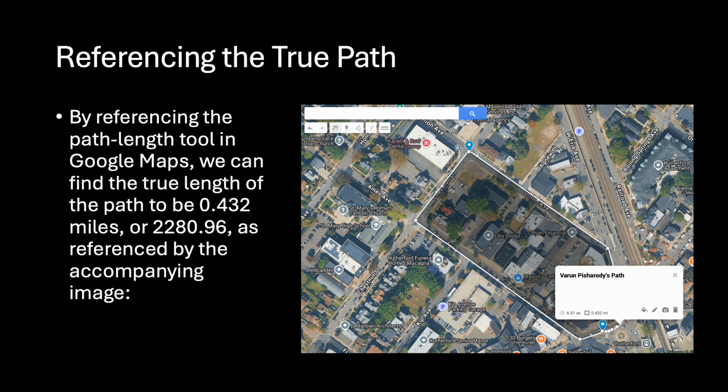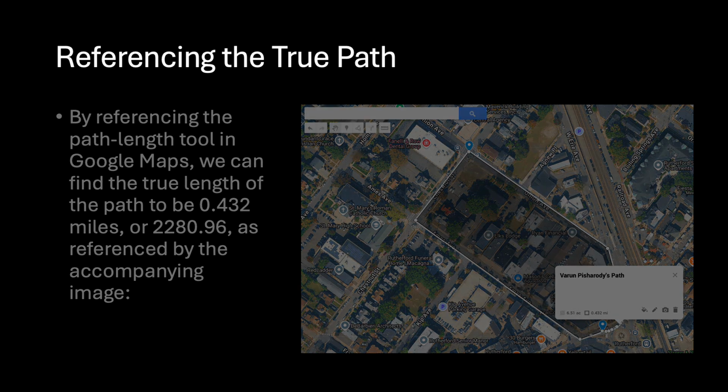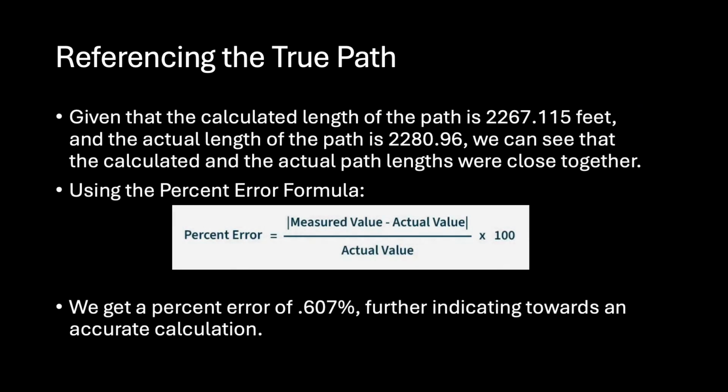To find how accurate we were, we can reference the true path, which gives us an exact measurement of the path. The distance is 0.432 miles, which translates to 2,280.96 feet according to Google Maps. By comparing the two distances, one calculated on our own and the other given from Google Maps, we can see that the two are very similar to each other.